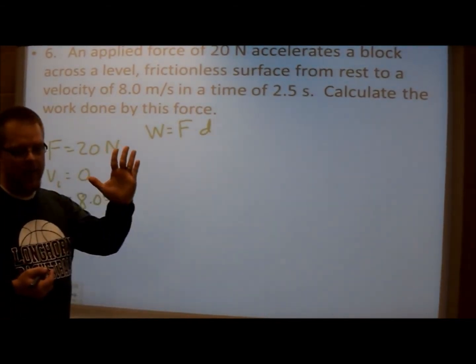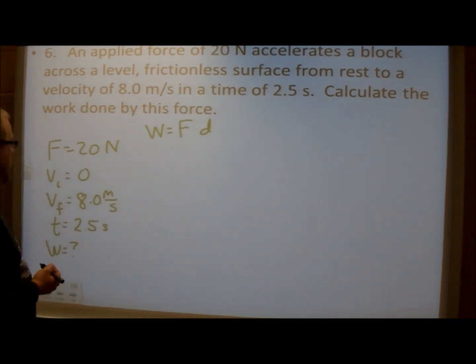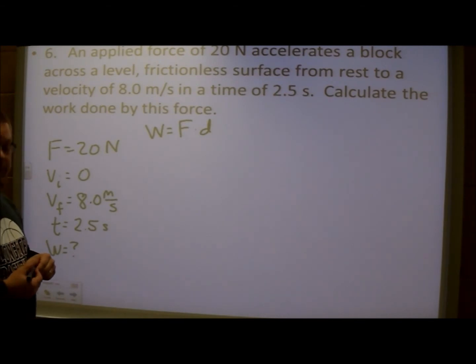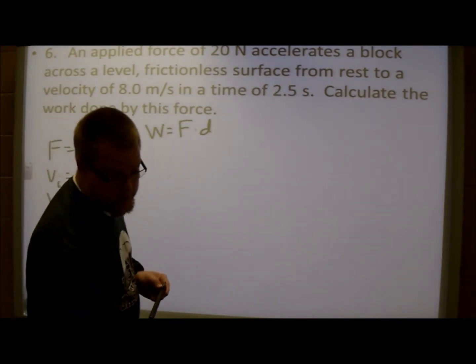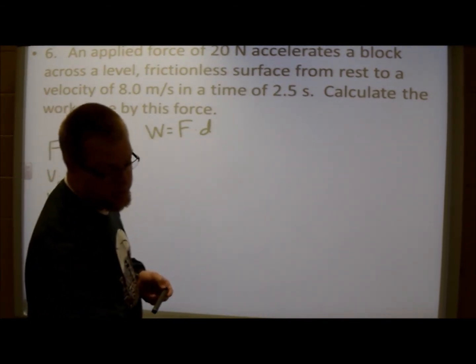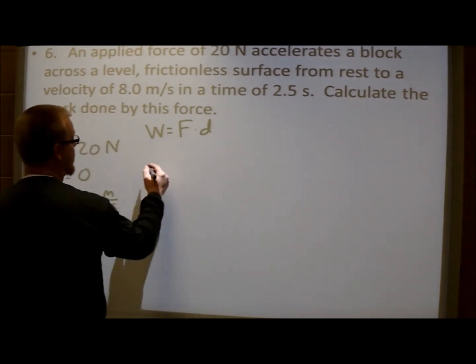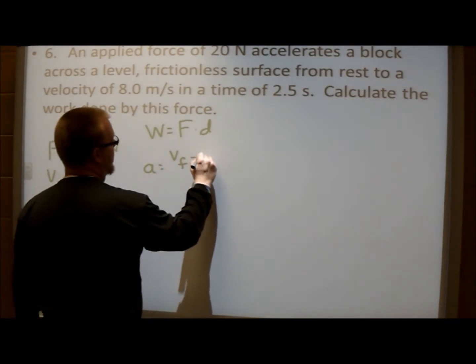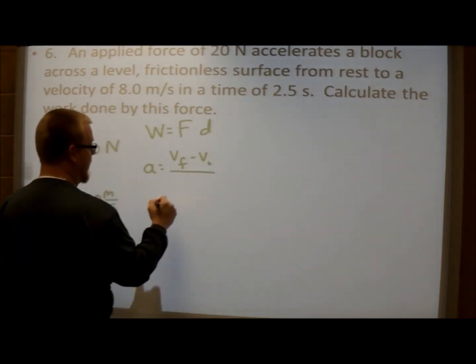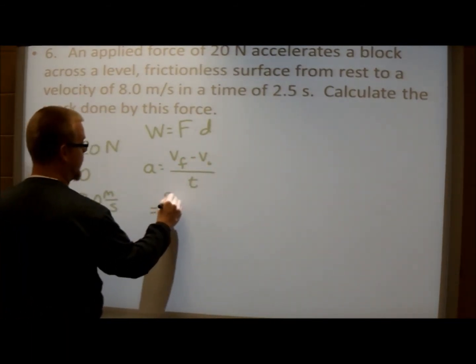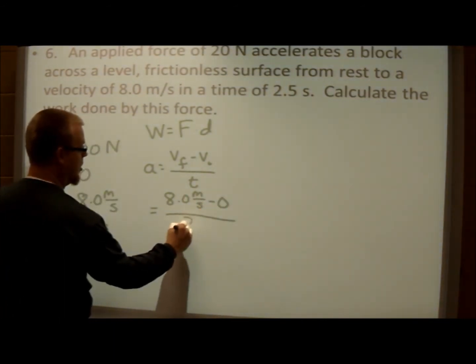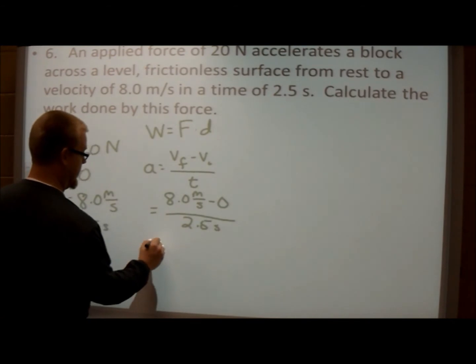You got to think way back to those kinematics problems that we did. With VI and VF and T, we can figure out D. And there are a couple different ways that we can solve this. This is the way that I chose to do it. The first thing that I decided to do is find the acceleration. Well, the acceleration is the change in velocity over the time. So I have 8 meters per second minus 0 over 2.5 seconds.